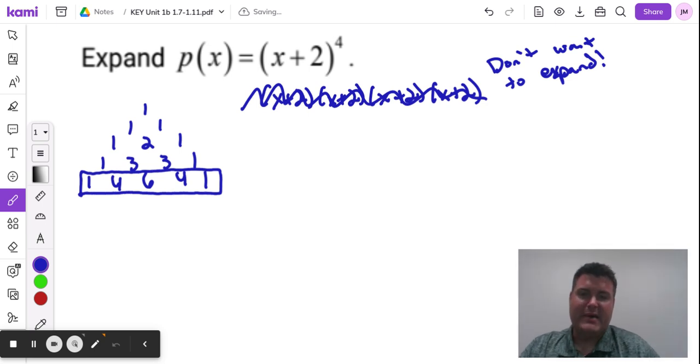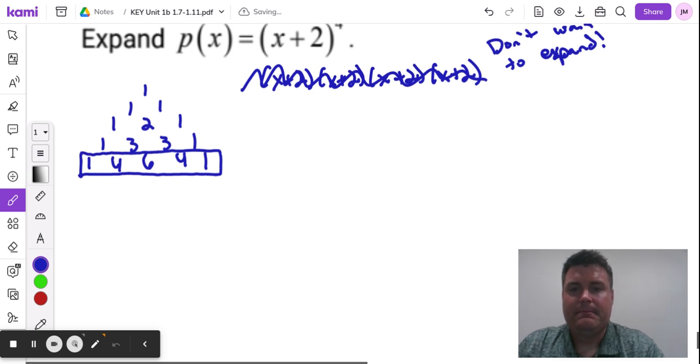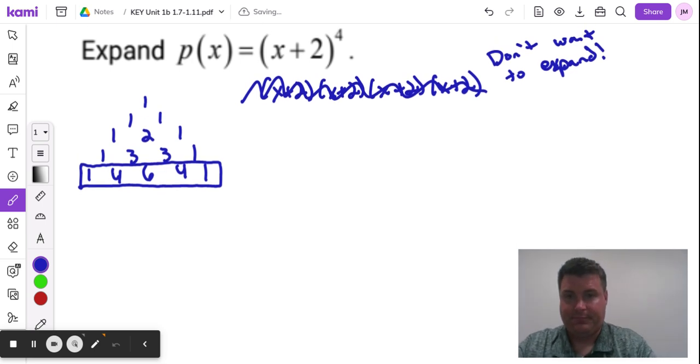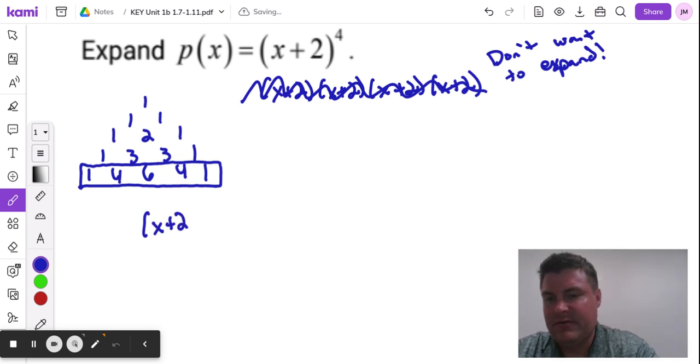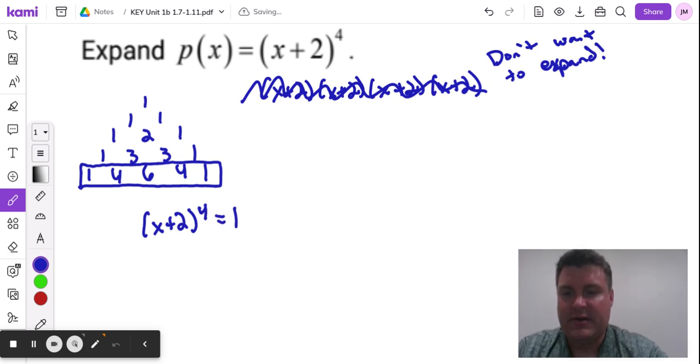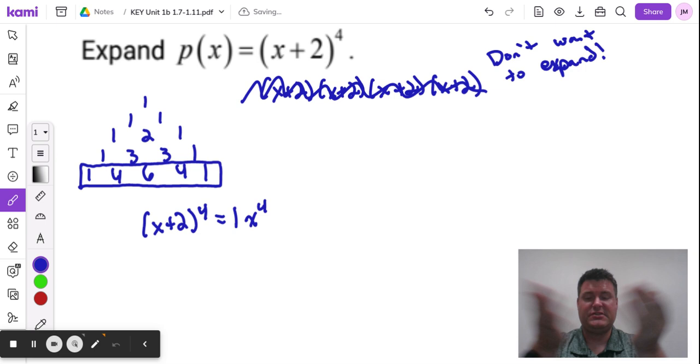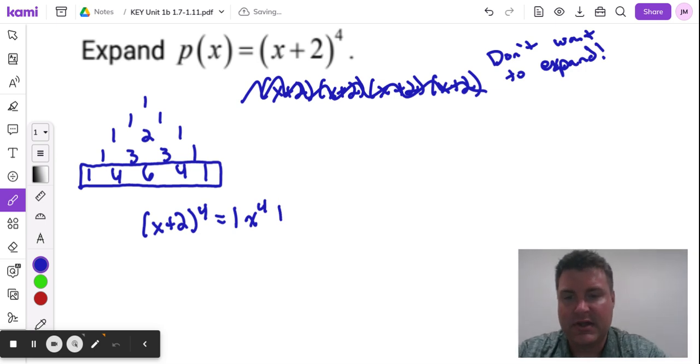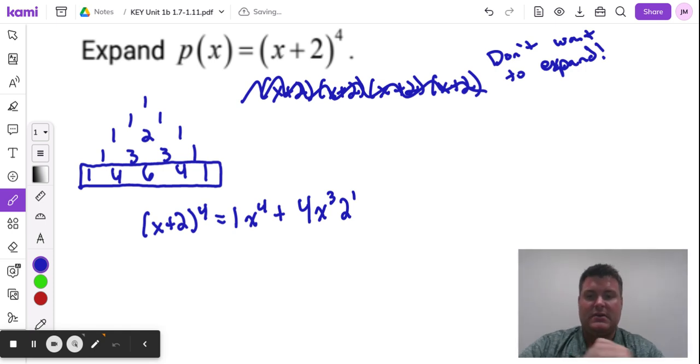Okay, it's the fourth power row. So here we go. I'm just going to rewrite the problem if you're okay with that. I'm going to put a 1 in front, so it's 1 times x to the fourth times 2 to the 0. Don't really care about that. Plus the coefficient is now 4 for the second term: x to the third times 2 to the first. I'll just write that down so you have it.